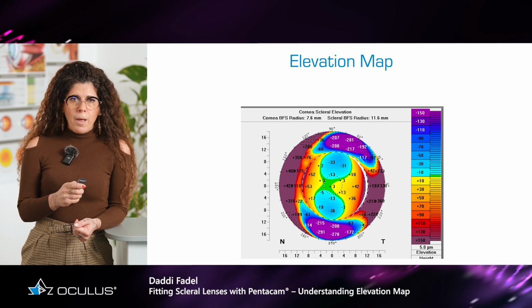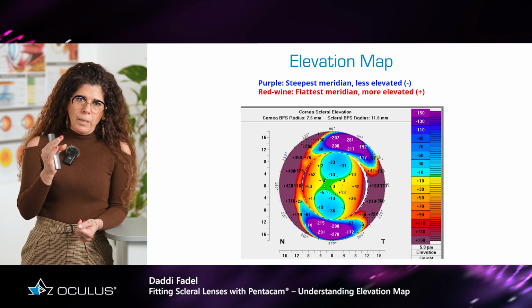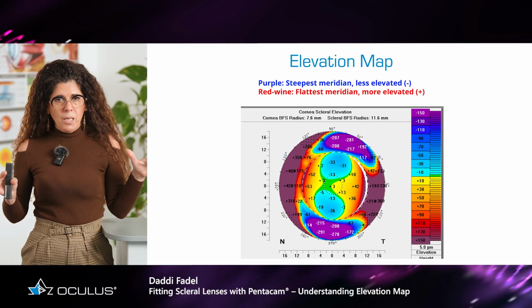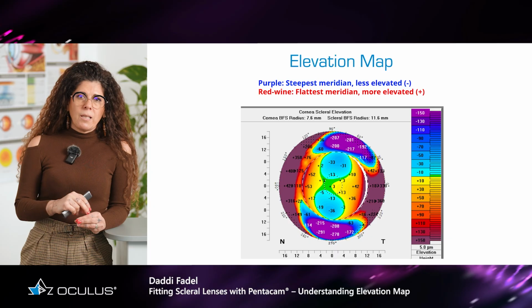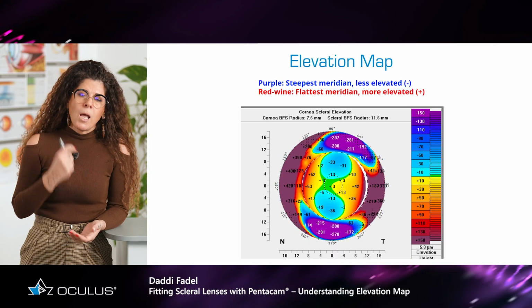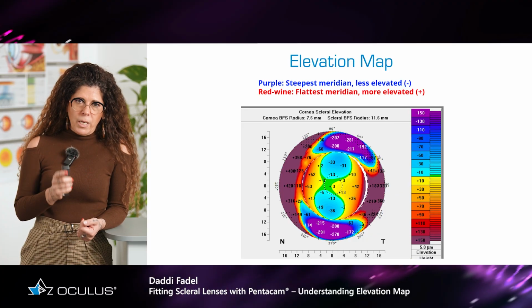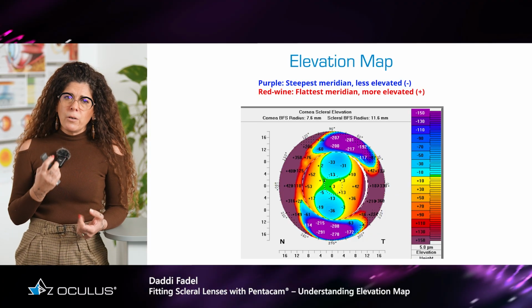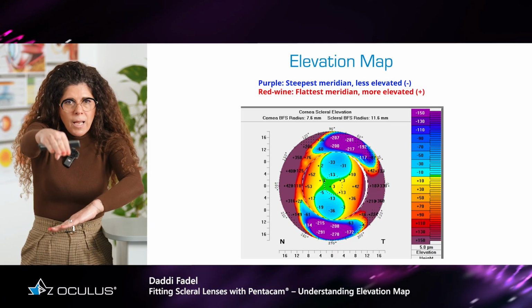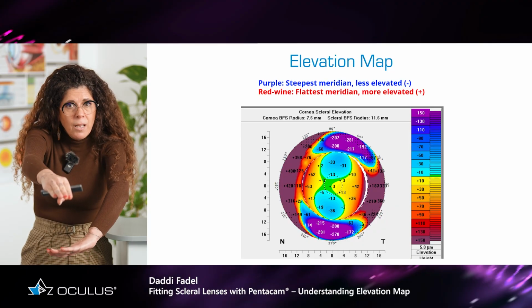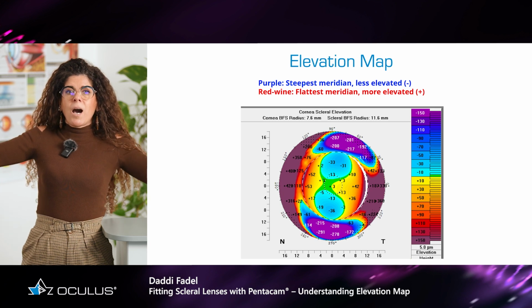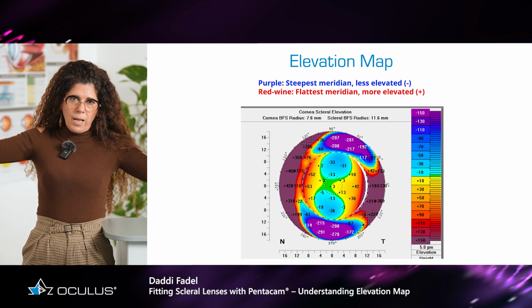So in the elevation map, we have the purple, blue-purple are the steepest meridian, and the red wine are the flattest meridian. And we know that with the rule toric sclera, the steepest meridian is the vertical one, and the flattest meridian the horizontal. So in this case, we have with the rule toric sclera. If you don't remember the colors, you may remember the signs. Where you have minus is because it is less elevated, which is the steepest meridian. Plus will tell you that this one is the higher in elevation, which is the flattest meridian.